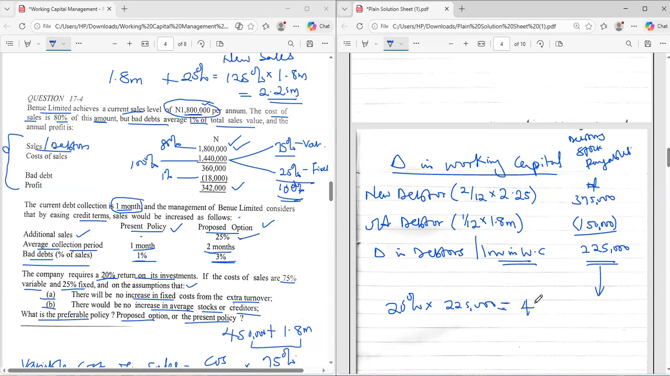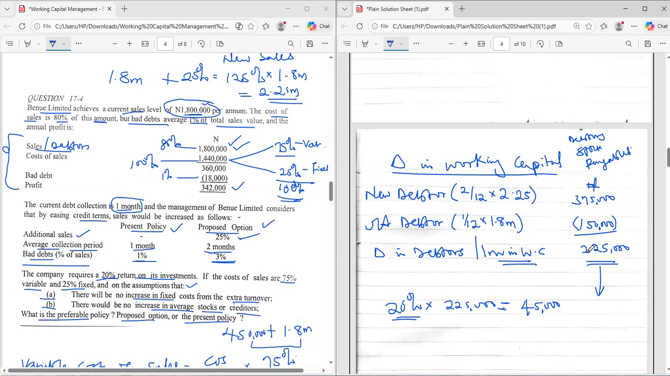That's 45,000. Good. So because our working capital increased, our equity holders will give us the money, or whoever wants to give us the money should give us the money. But we are going to pay finance cost on it. That's why we call it less cost of finance. So 20% is what they are requiring from any money that they are giving to us.